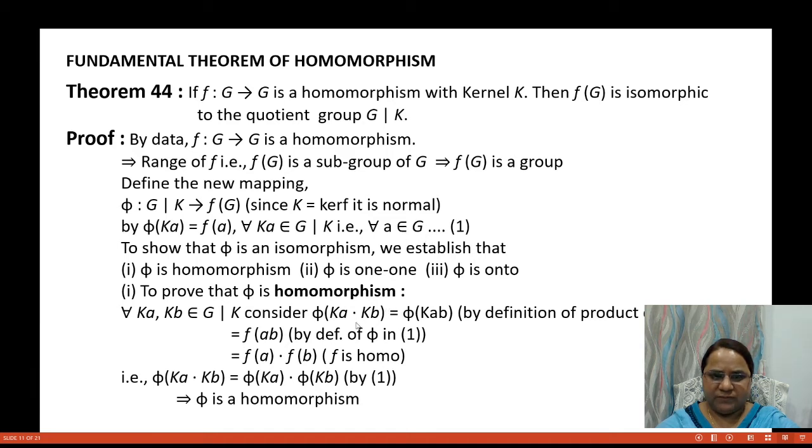So using equation 1, this is f of ab. So f of ab can be written as f of a times f of b by using the definition of homomorphism. That is, phi of Ka · Kb must be equal to phi of Ka · phi of Kb. That is from equation 1. So phi is a homomorphism. That is the first condition.